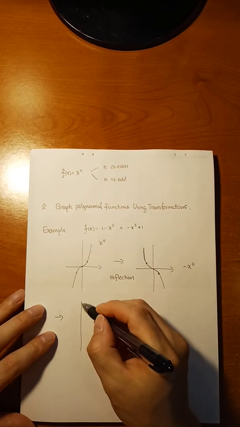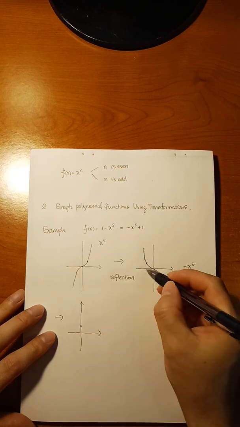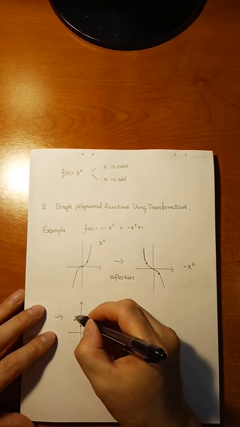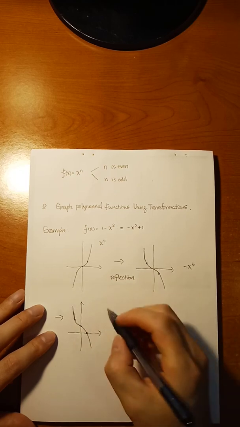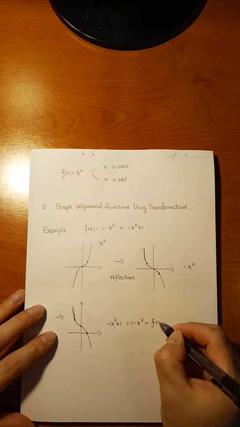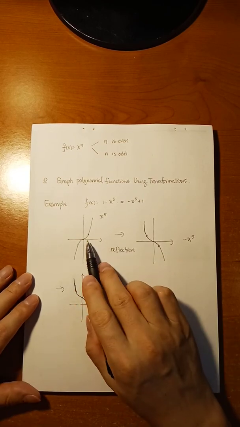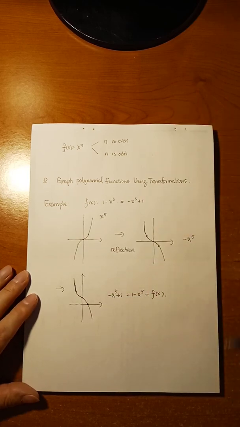Every point is shifted up 1 unit. (0, 0) is shifted here. (-1, 1) is shifted here. And (1, -1) is shifted to the x-axis. So this is negative x^5 plus 1, or 1 minus x^5, f(x). Okay, that's our first example. We first get the standard power function, and by reflection we flip it up and down because of this negative sign, and then plus 1 you shift it up 1 unit.